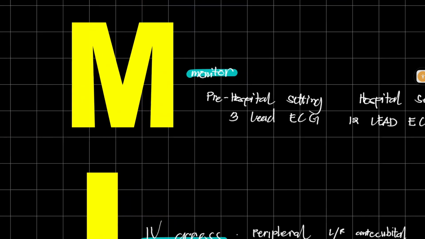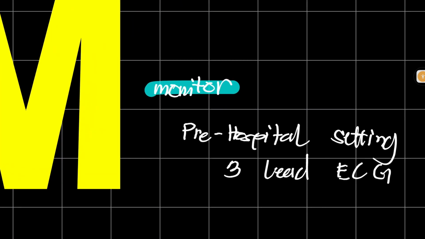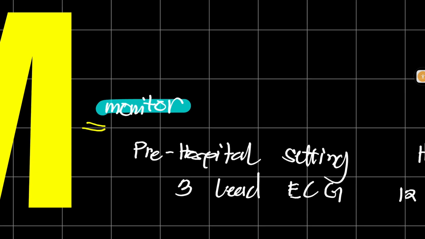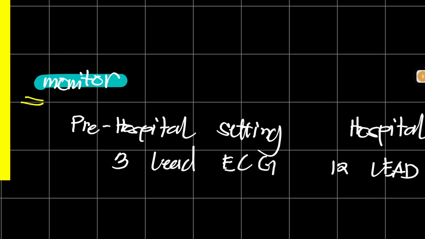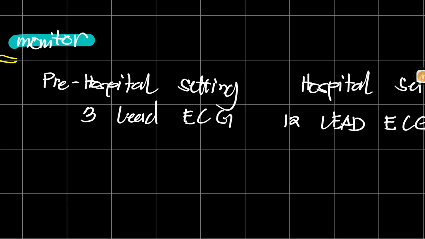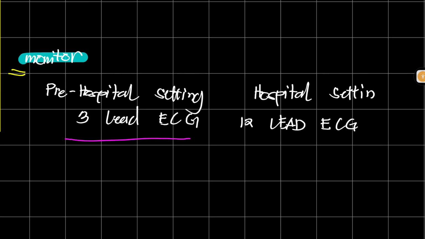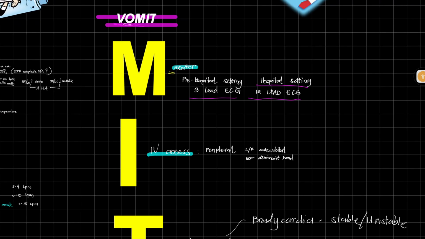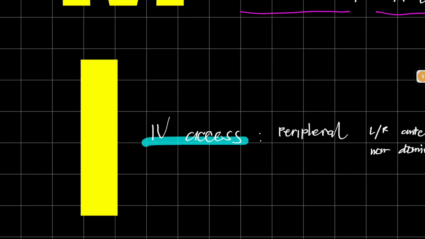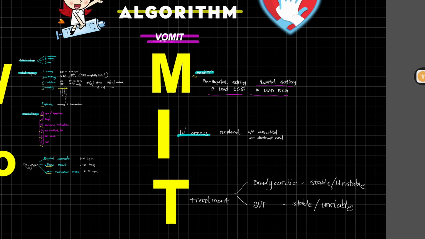Alright, VOMIT. We're down to your M. M stands for monitor. This is your baseline ECG taking. In the pre-hospital setting, you will need a 3-lead ECG as your baseline ECG reading. In the hospital setting, that changes. You will do the standard 12-lead ECG reading.